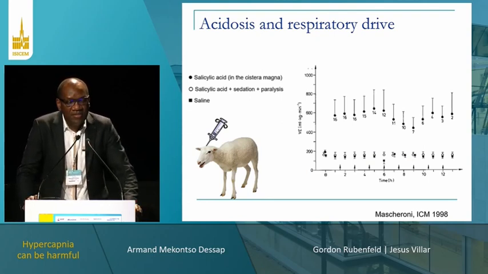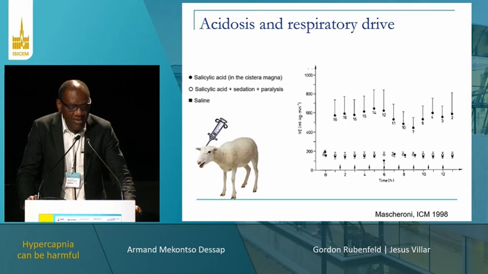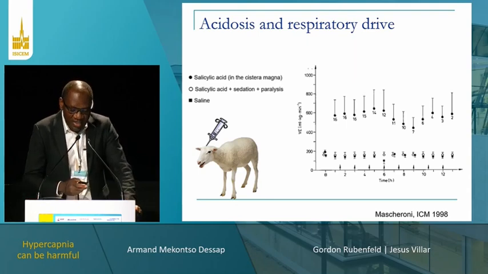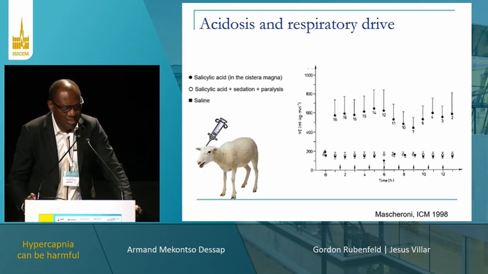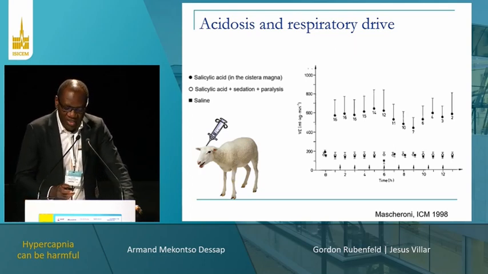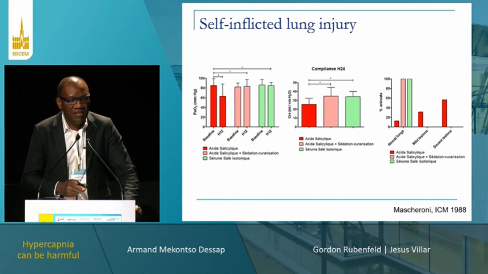This experimental study is very informative. While injecting salicylic acid in the cisterna magna of this sheep, the investigators found a huge increase in the drive, with a huge increase in minute ventilation. And this increase induced self-inflicted lung injury.